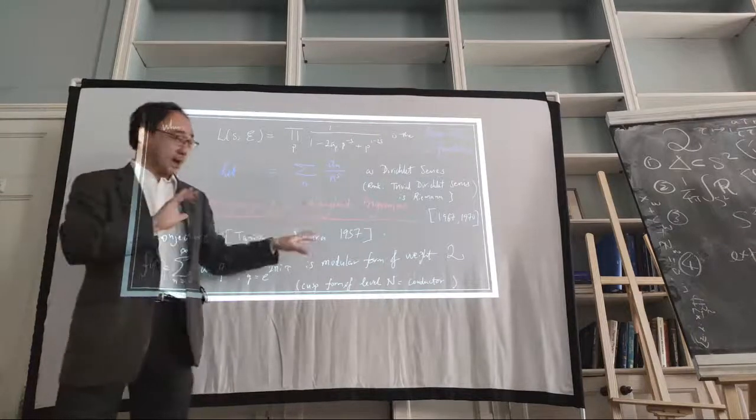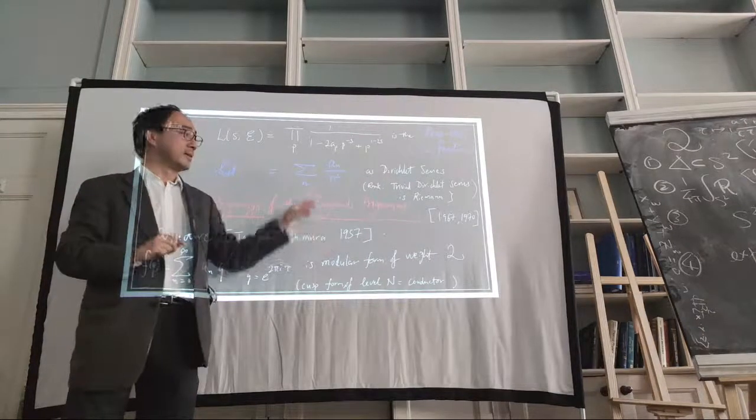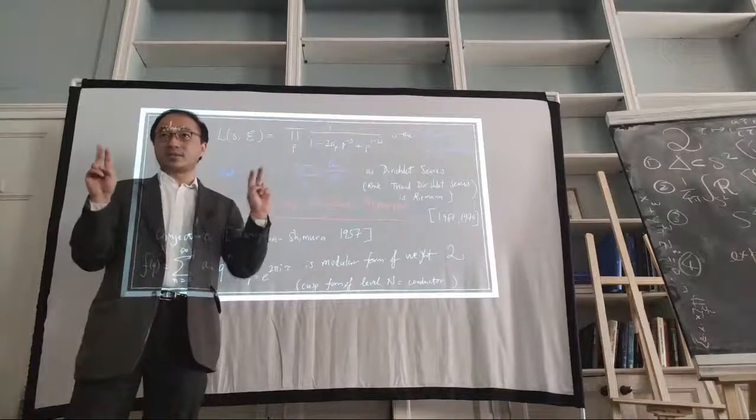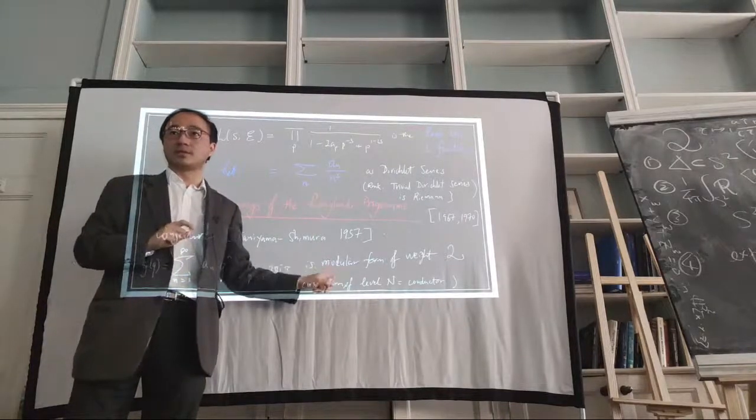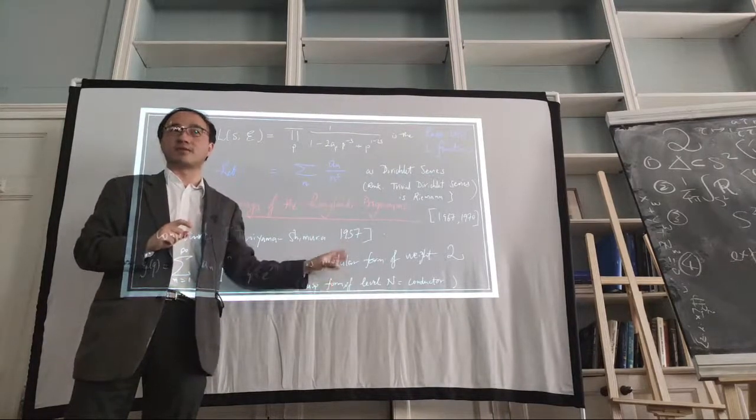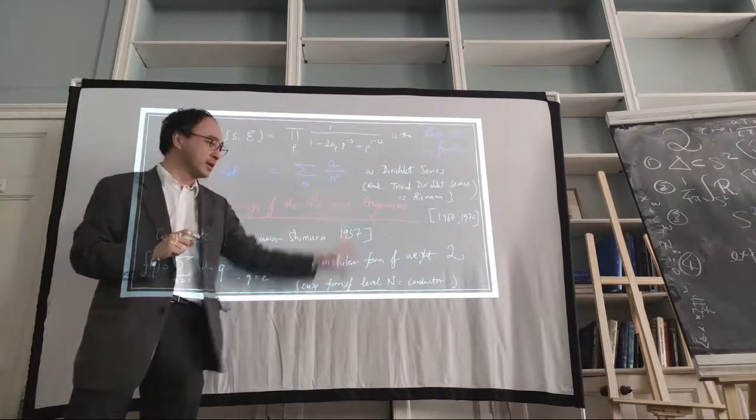Again, I'm not an expert in this, but I believe that the Calabi-Yau-ness of the elliptic curve is central to this. You really need some kind of Ricci-flat, or at least some kind of abelian variety property to make this happen.